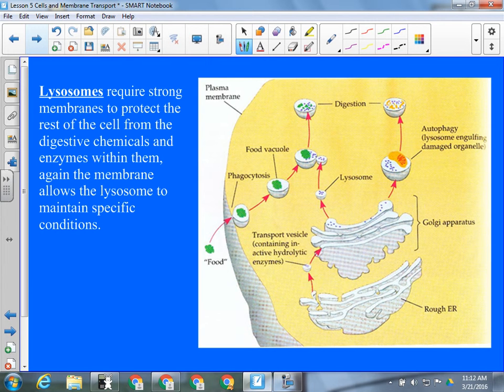All right, lysosomes. We're only going to find those where? Animal cells. You're not going to find those in plant cells, and that includes the Venus flytrap and the pitcher plant and the sundew. None of those have lysosomes. Their cells simply don't have them.